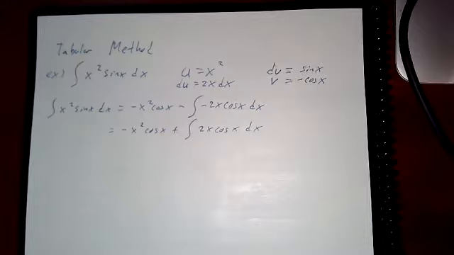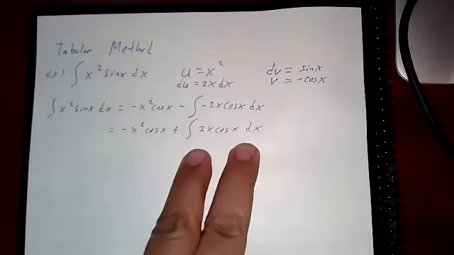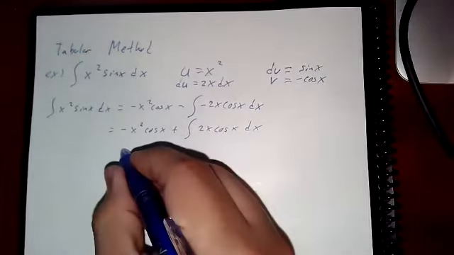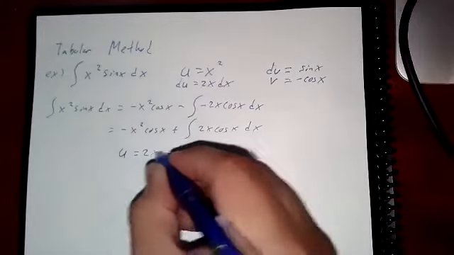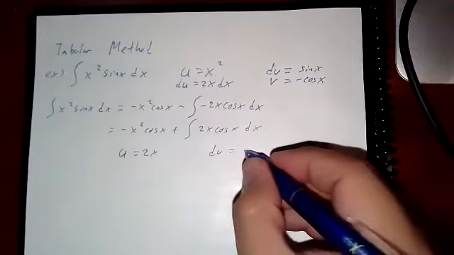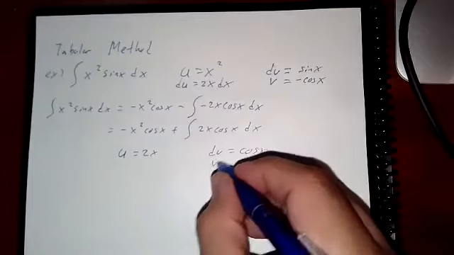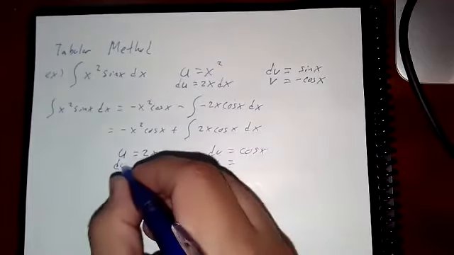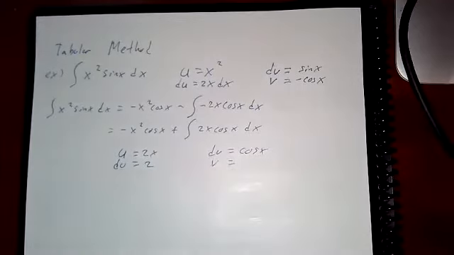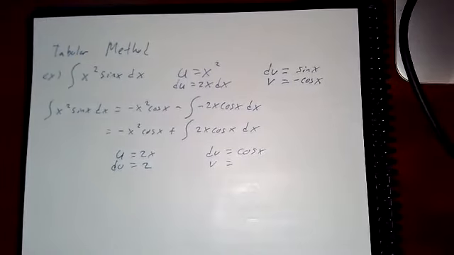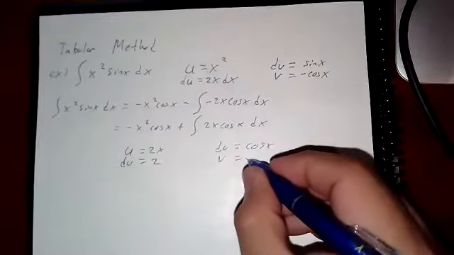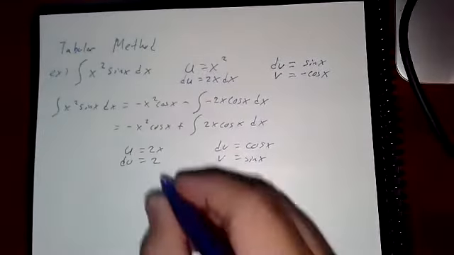One more time, looking at this integral, u will be 2x, dv will be cosine x, v will be something, du will be 2. What is the integral of cosine? Sine x. That's right. Don't forget dx.